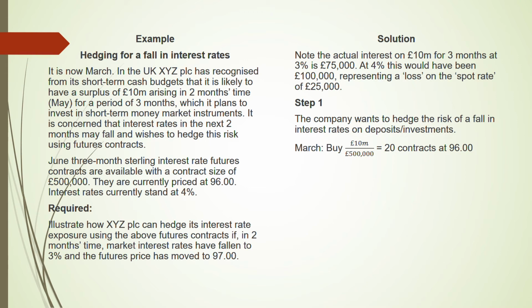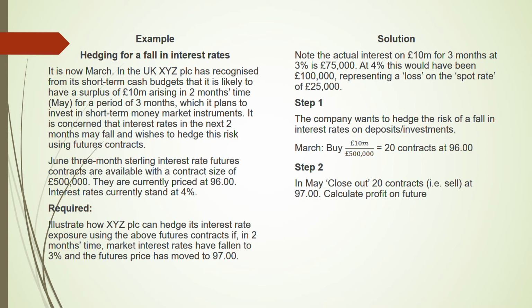So 10 million divided by 500 is 20 contracts. Okay, you got the whole number. That means it is perfectly hedged at 96 because your interest rate is 4%, right? Current price. Then step 2, you need to close out the future position. That means you have to sell at 97.